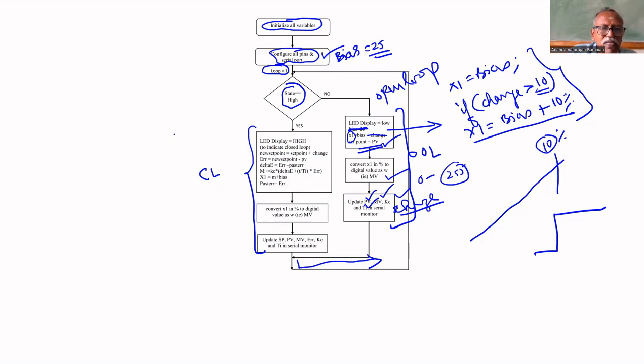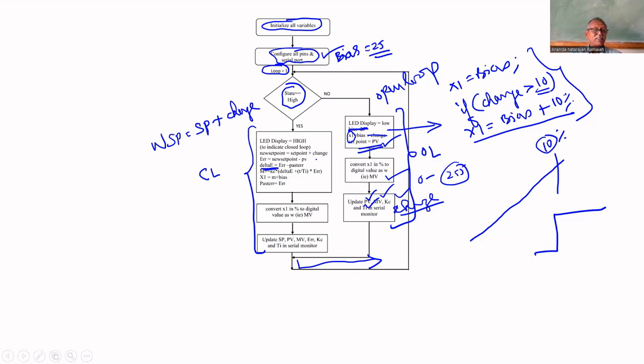Here, new set point equal to set point, which is already equal to the manipulated variable, plus whatever change you gave, that can be included here. Then error equal to new set point minus PV. Delta E equal to error plus past error.